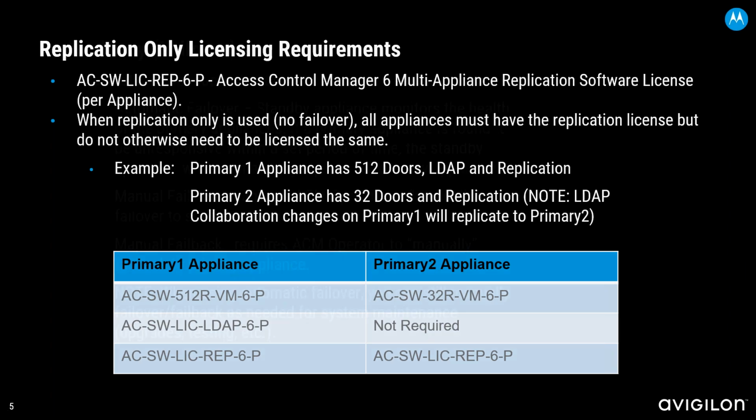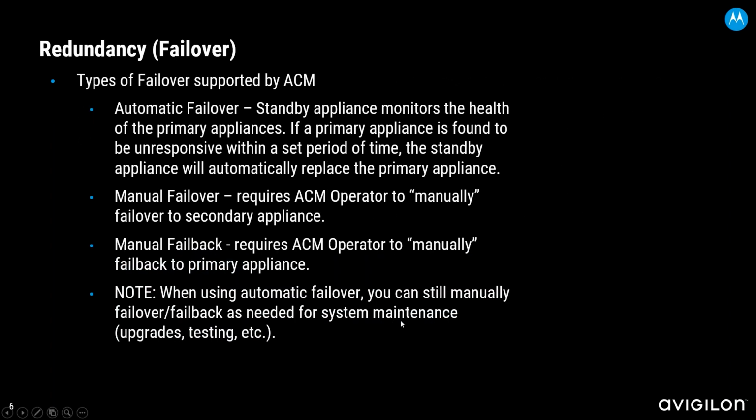Okay, so let's talk about failover. Now, redundancy, or replication, I should say, is a part of redundancy and failover, but we take it a step further. So a few different types of failover. I'll start with automatic failover. Of course, in this scenario, you have a standby appliance that's monitoring the health of the primary appliance. And if that primary appliance becomes unresponsive, then the standby appliance will automatically take over for the primary appliance. So that's one option. The other option, if you don't want to use automatic failover, you can use manual failover.